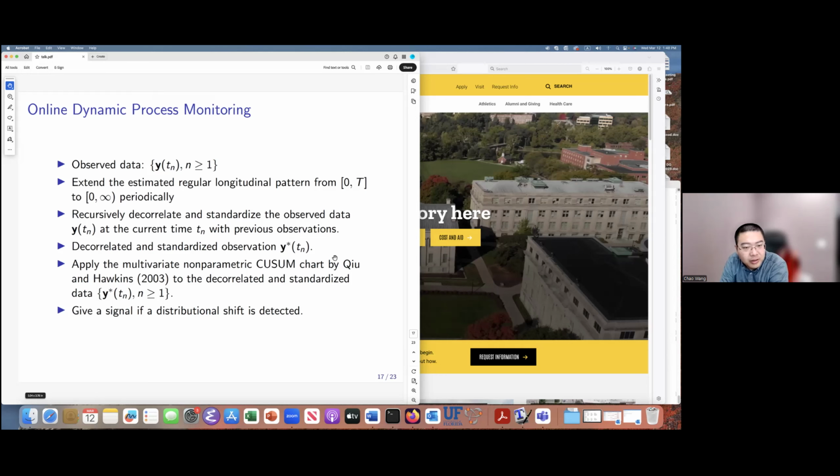Yeah, so it seems like it really depends on the decorrelation, right? Because to apply your method, like in the 2003 Technometrics paper, it should be decorrelated data, and the data decorrelation depends on the estimated covariance. So this is actually my question. Will the estimated covariance be updated during monitoring? Updated, yes. Everything is updated.